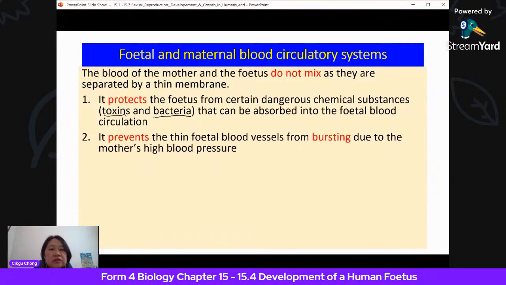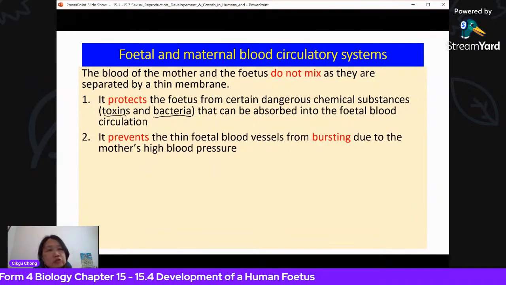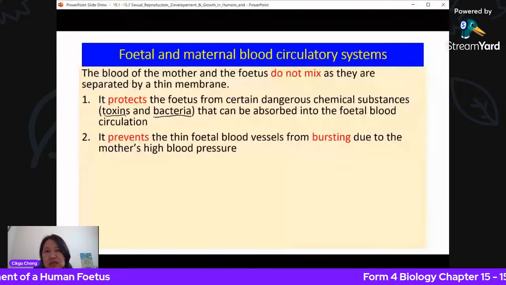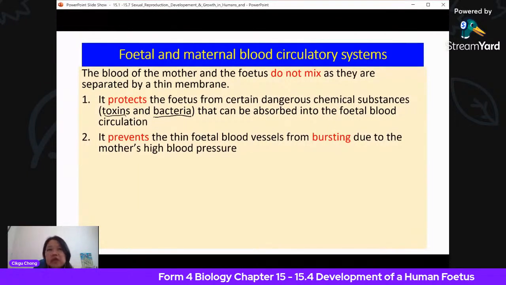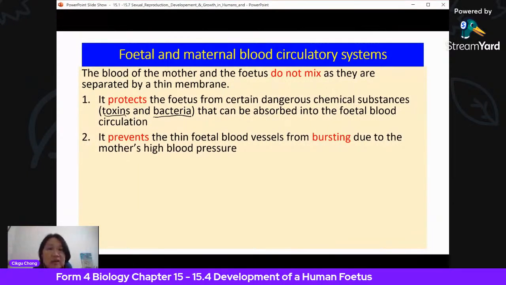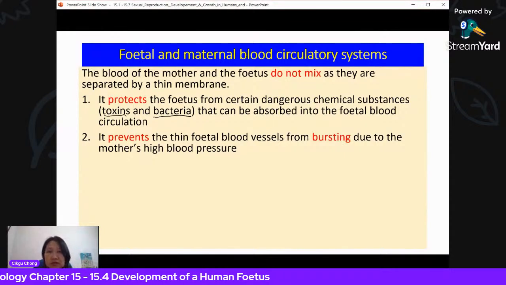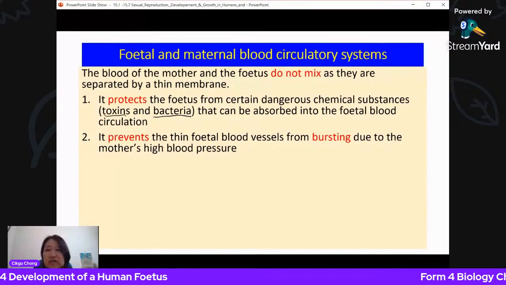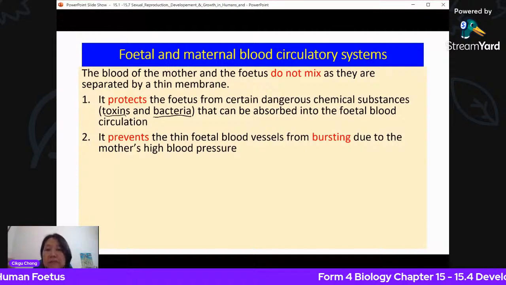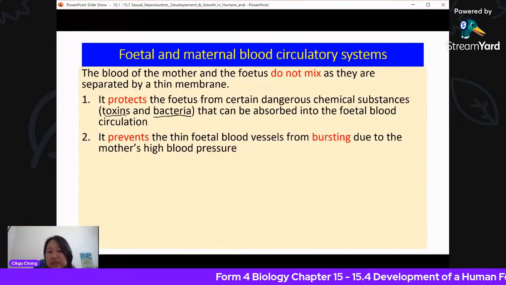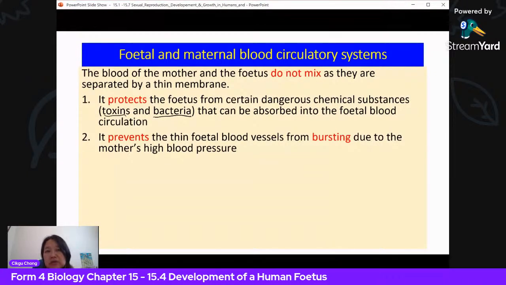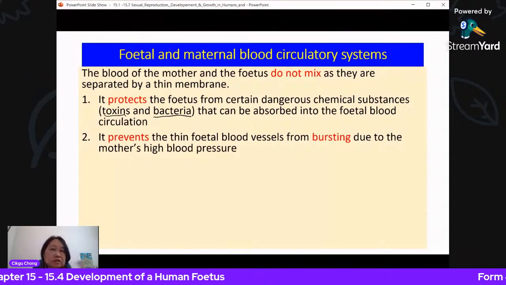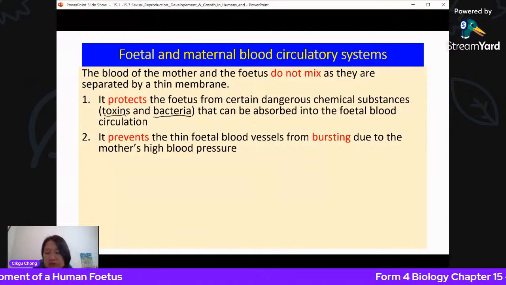Number two, why do we also need to separate the two? Because it prevents the thin fetal blood vessels from bursting. If the mother's blood goes directly into the baby's blood, the mother of course has higher blood pressure than the baby. The baby's tissues are fragile. So if this high blood pressure rushes into the fetal capillaries, they may burst, they may break because of the pressure. That is not a good thing. You will have hemorrhaging. The baby will bleed.